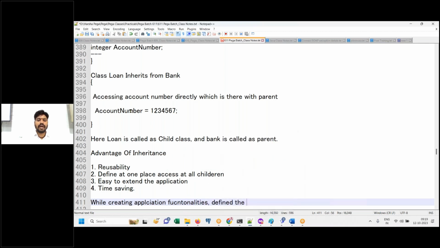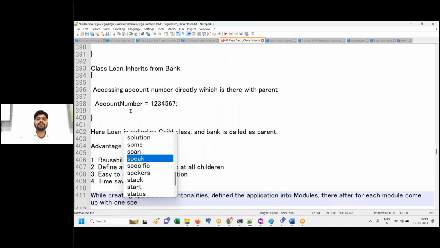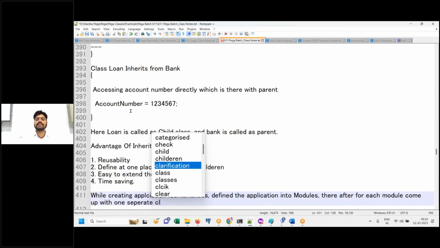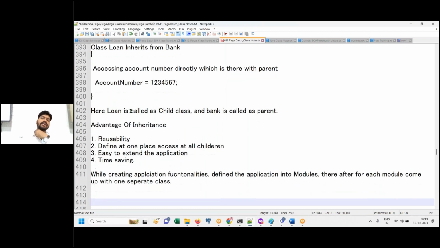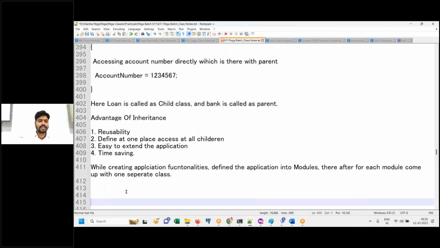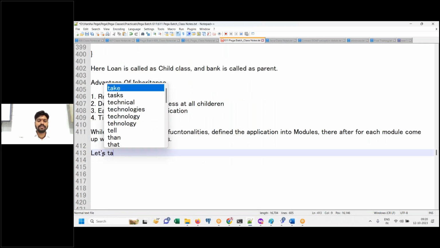While creating application functionalities, divide the application into modules. Thereafter, for each module, come up with one separate class. Everything in your application functionality, you don't do it in one class. You can do it practically, but don't. Why? If you do everything in the same place, it will be clumsy and difficult to maintain and manage. So divide into different classes. Each class you can consider as, let's take one example.